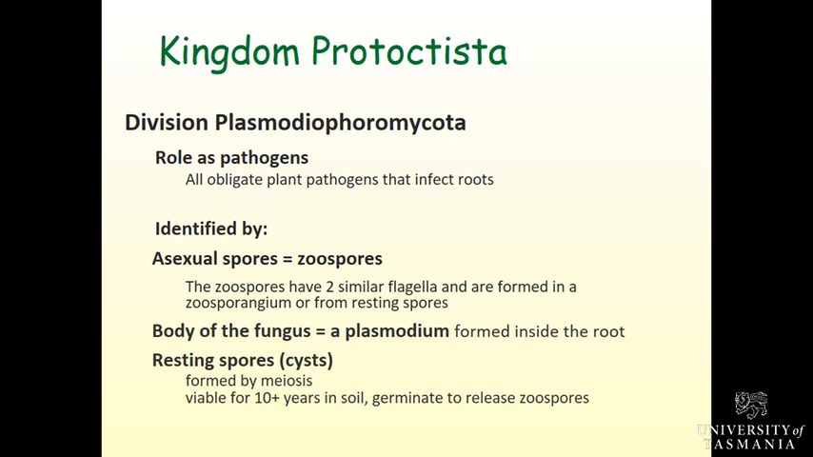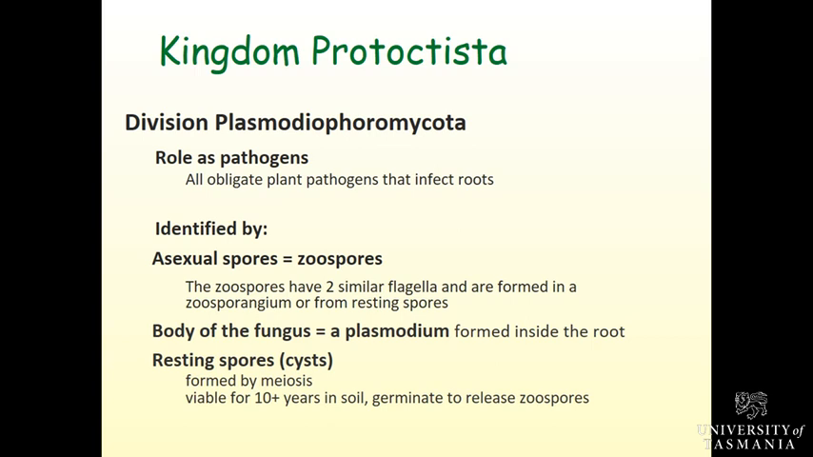And if we can quickly go through some of those major groups before we get on to some case studies. So the Plasmodiophoromycota. These are amoeba-like, or really protozoan, pathogens. They are all obligate plant pathogens. They all infect the roots. There's not a huge number of them, but they can be quite important. And one of our case studies will look at one of these. They produce zoospores to move between plants.